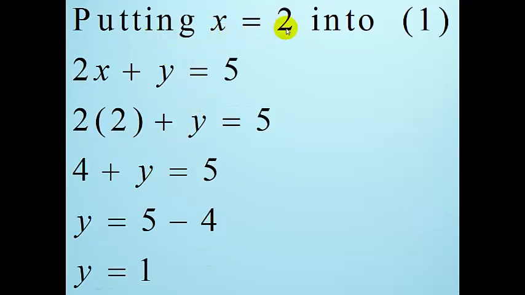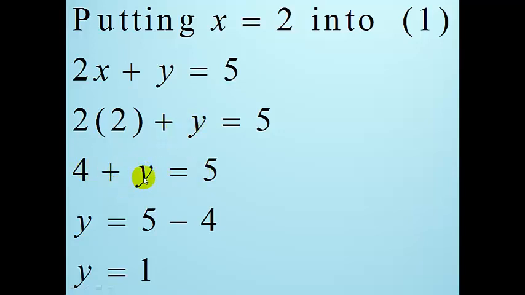Now, putting x equals 2 into equation 1. From equation 1, we have 2x plus y equals 5. Now, let me show you this. You can put the value of x into any of the equations, and you get the same answer. But in this case, we are putting x equals 2 into equation 1. It means that wherever we see x in equation 1, we have to substitute 2. Equation 1 says that 2x plus y equals 5. Now, x equals 2, and so we have 2 times 2 plus y equals 5. When we multiply 2 by 2, the answer is 4. So we have 4 plus y equals 5.